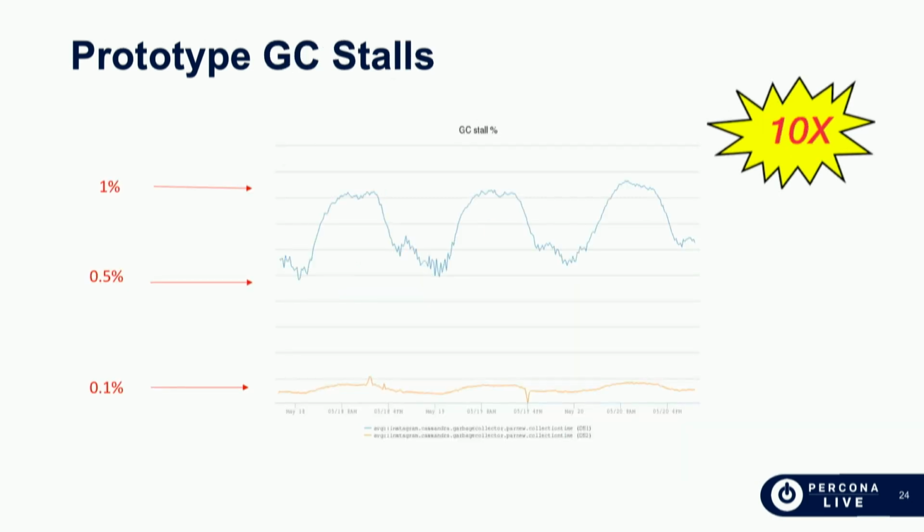And then we looked at the GC stall as well. Again, the blue line is for Cassandra, and the red or orange line is for Cassandra on RocksDB. You can see the Cassandra GC stall varies from 0.5 to 1%, but for the RocksDB-based cluster, the GC stall is constantly below 0.1%. So it's a 10 times drop of the GC stall during the peak time. This gave us a lot of confidence in the project, and we decided to move forward with this option.